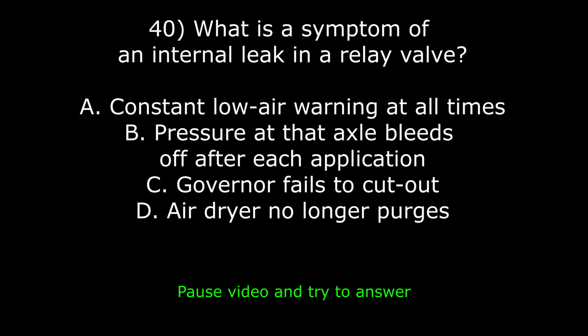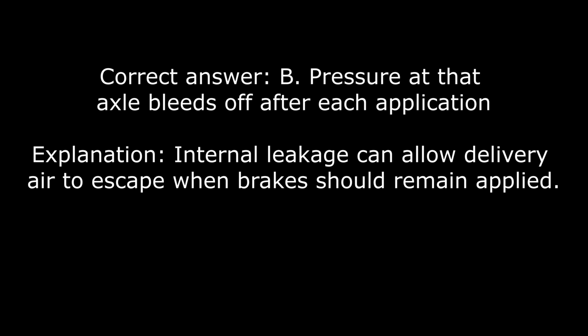40. What is a symptom of an internal leak in a relay valve? A. Constant low air warning at all times. B. Pressure at that axle bleeds off after each application. C. Governor fails to cut out. D. Air dryer no longer purges. Correct answer B. Pressure at that axle bleeds off after each application. Explanation: internal leakage can allow delivery air to escape when brakes should remain applied.